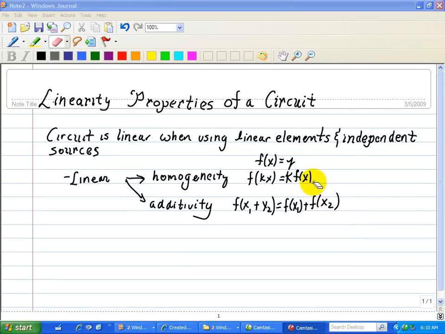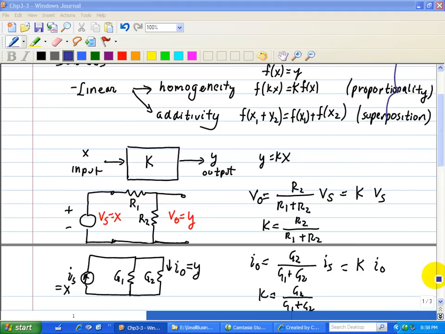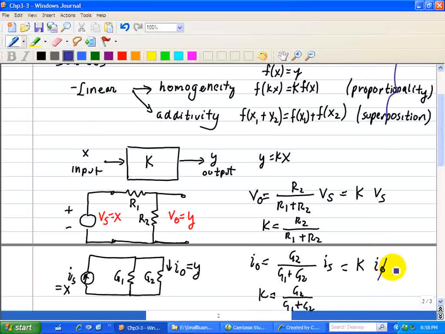Also note that here I've changed this y to an x. That was a typo. But it doesn't change the concept that if I double my input, I double my output. Let me note a correction here where this IO should read as IS. So in other words, your KIS, where IS is your input, yields an output IO. So that's just a typo shown here that I made earlier.